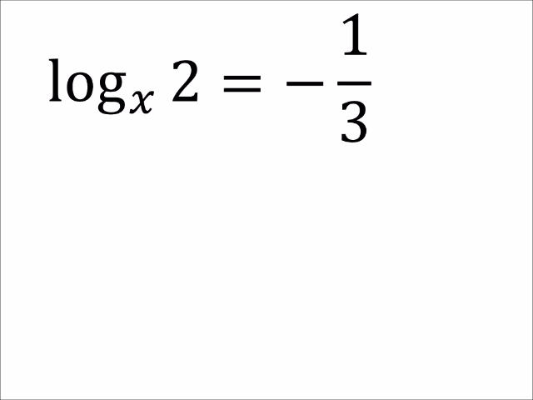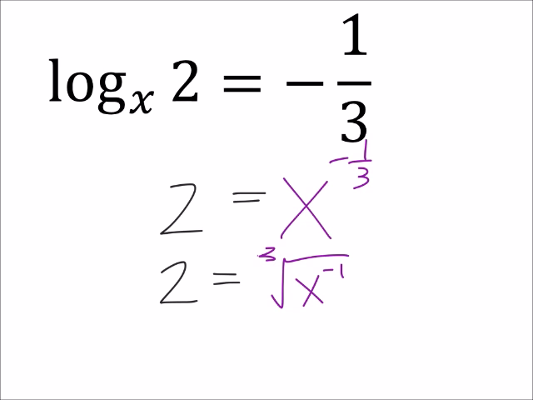So let's take a look at this one. Let's just change it first into exponential form. So that would give us 2 equals x to the power of negative 1/3. And since I have a fraction as an exponent, we have a rational exponent, I'm going to change this into a root. So notice how that fraction is split up there, right?